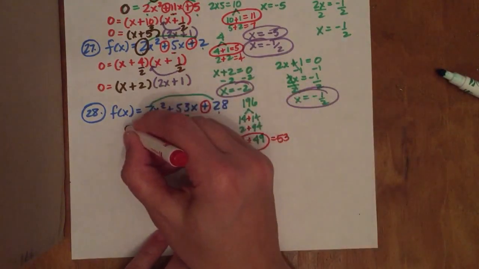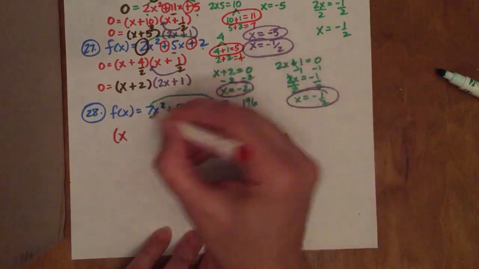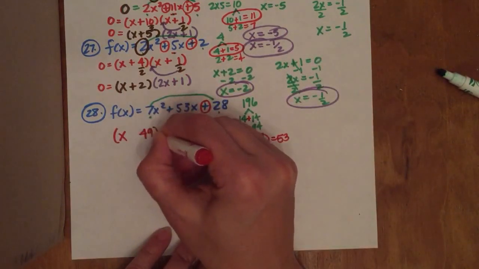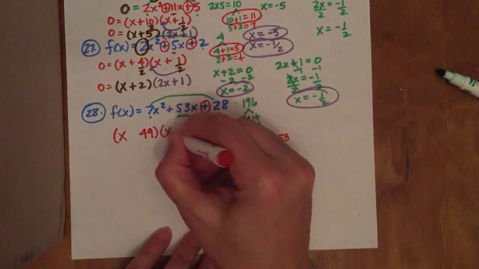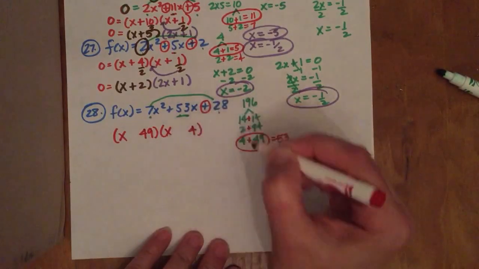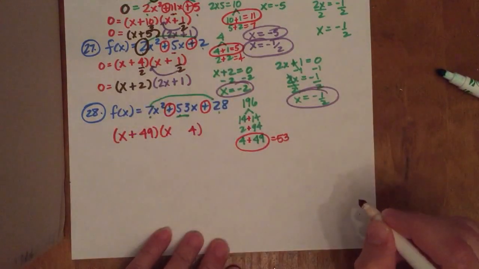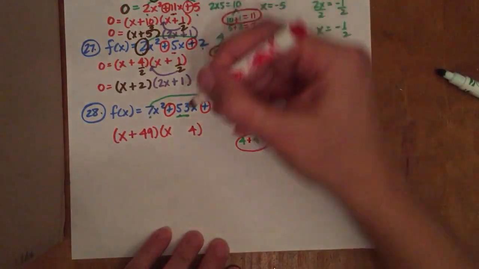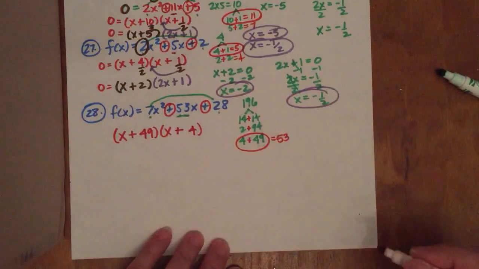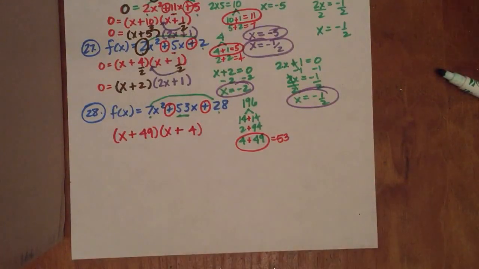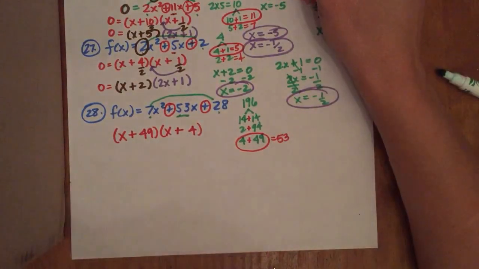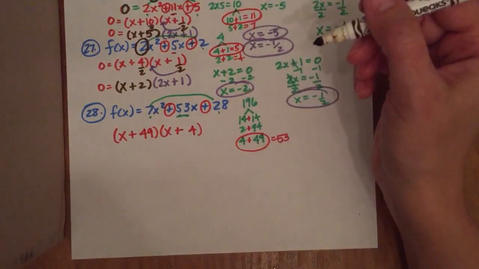So I'm going to come over here, and I'm going to have x and 49, and x and 4. Because my b value is positive, that means my largest factor has to be positive. And because my c value is positive, that means they both have to take on the same sign. So now we've done the multiplying for the MF-DARM. We've done the multiplying and the factoring.